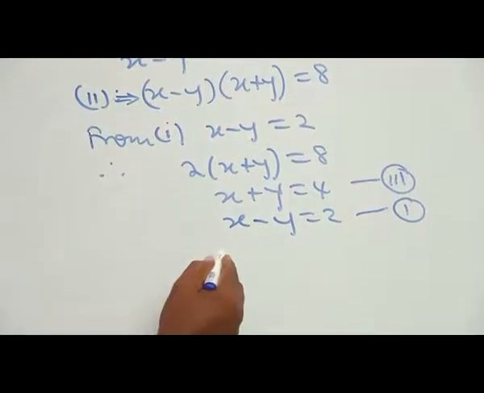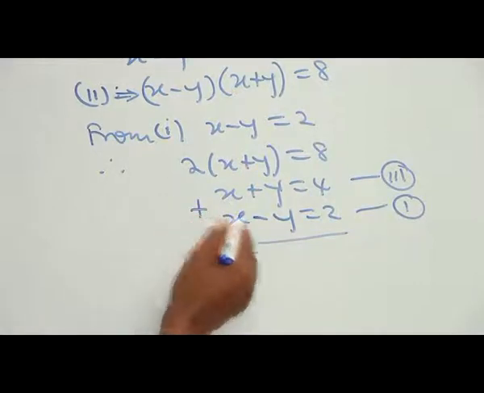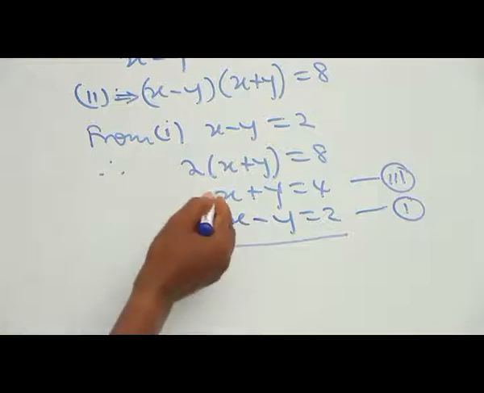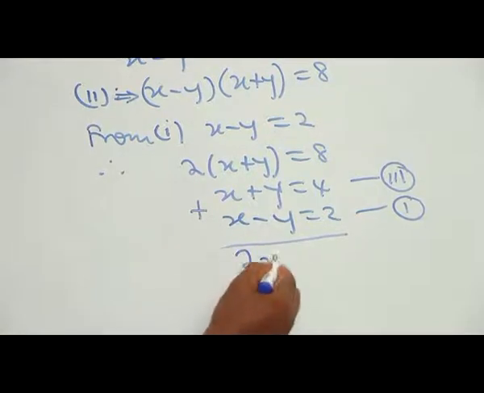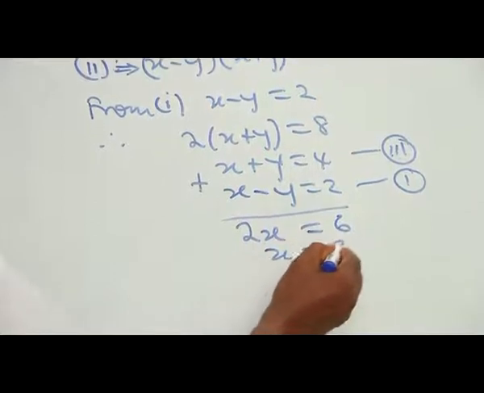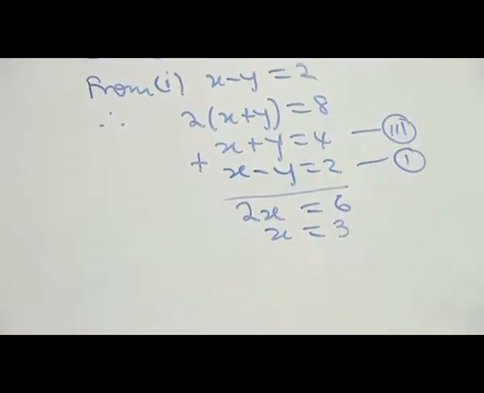So in other words, all we do here is to add. The reason is because y minus y is equal to 0. So s plus s is 2s, and 4 plus 2 is 6. Therefore your s is equal to 3, dividing both sides by 2.